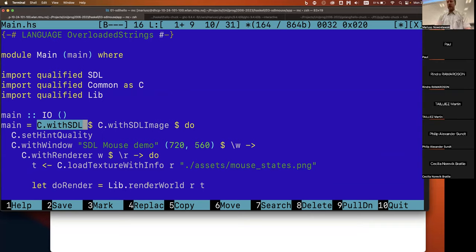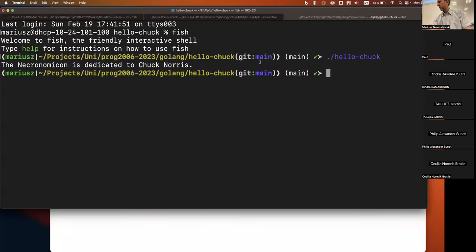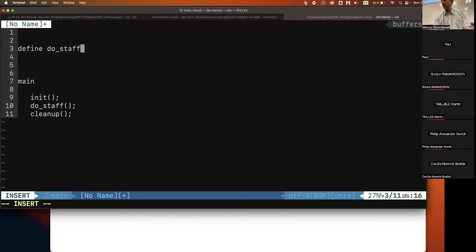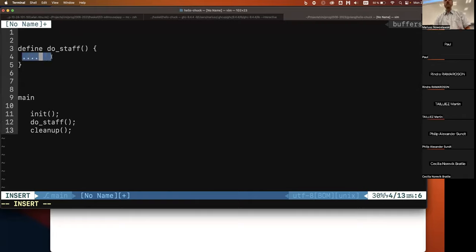Is that very different to Rust? Not really. In Rust, abstractly speaking, if I had my main function, I would have something like init and then do stuff, right? And then I would have cleanup, right? I would do something like this. And then here, I would define do stuff, right? And I would have my business logic done here, such that I abstract away all the boilerplate stuff that I'm doing here, and I focus on what I actually want to do, right?